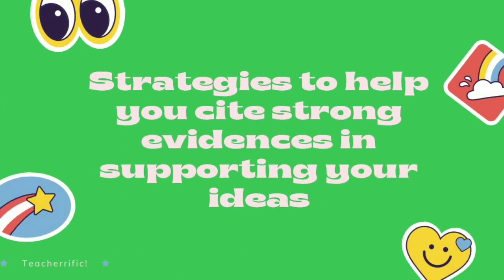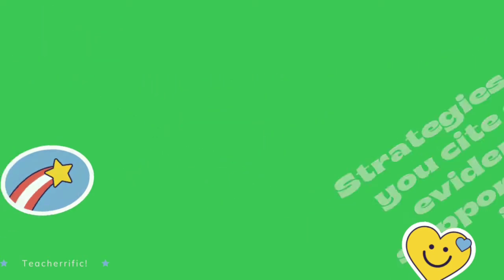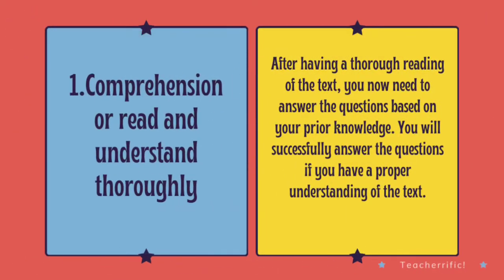Let us now discuss the strategies to help you cite strong evidences in supporting your ideas. First one is comprehension, or read and understand thoroughly. After having a thorough reading of the text, you now need to answer the questions based on your prior knowledge. You will successfully answer the questions if you have a proper understanding of the text.